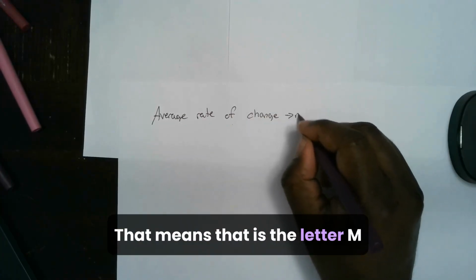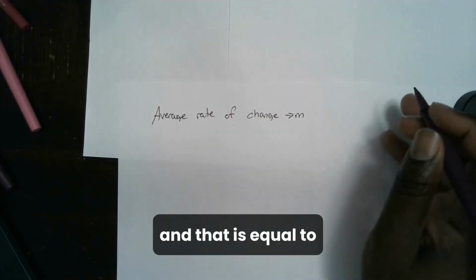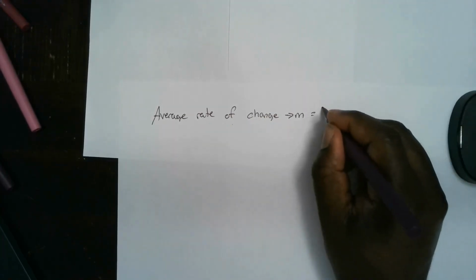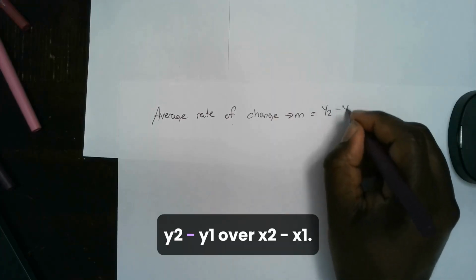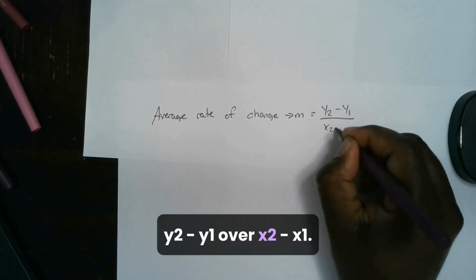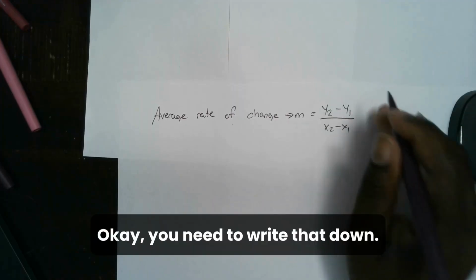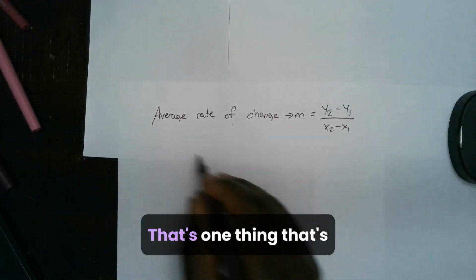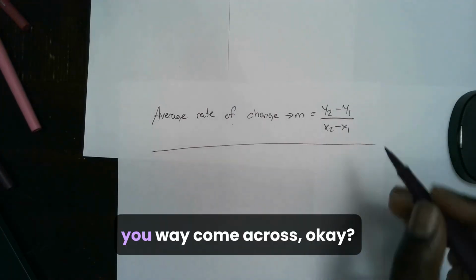The first thing is going to be the average rate of change. That is the letter M, and that is equal to y2 minus y1 over x2 minus x1. Okay, you need to write that down.